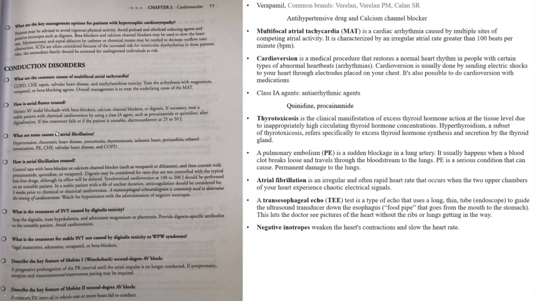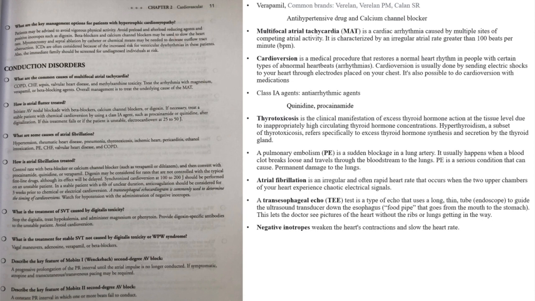So what are some causes of atrial fibrillation? What causes abnormal heartbeat: hypertension, rheumatic heart disease, pneumonia, which is when fluid fills the lungs, thyrotoxicosis. It's the manifestation of excess thyroid hormones due to inappropriately high circulating thyroid hormone concentrations. Hyperthyroidism, a subset of thyrotoxicosis. Oh, thyroid hormone action. Okay, it refers specifically to excess thyroid hormone synthesis and secretion by the thyroid gland. Okay.